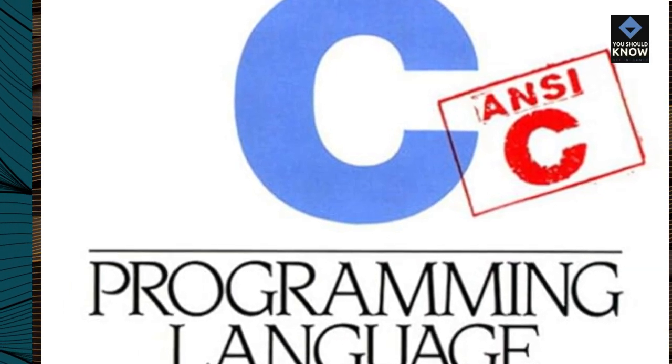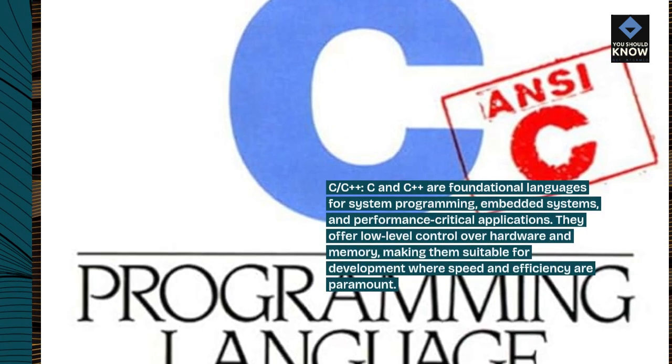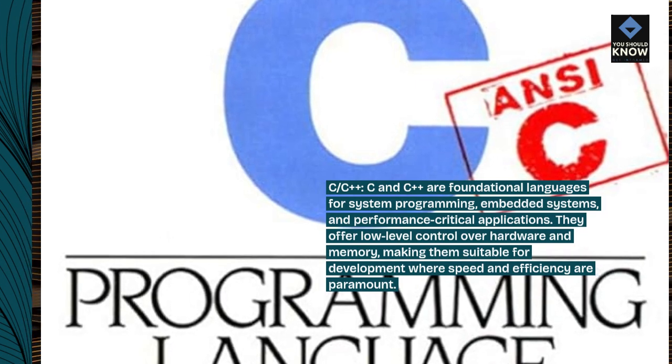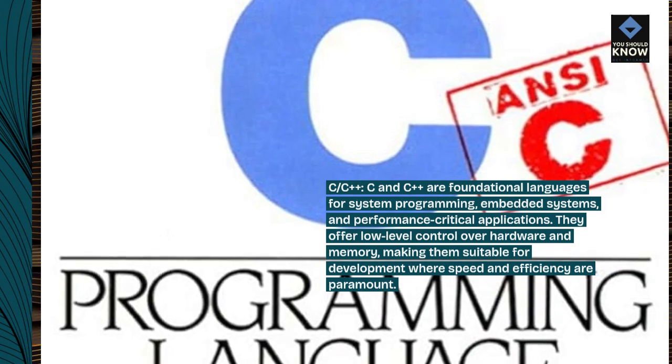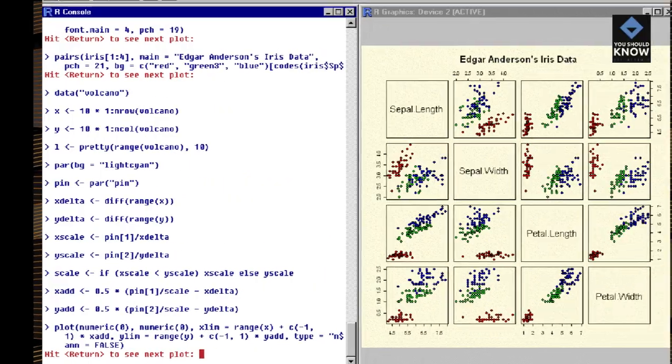C and C++. C and C++ are foundational languages for system programming, embedded systems, and performance-critical applications. They offer low-level control over hardware and memory, making them suitable for development where speed and efficiency are paramount.